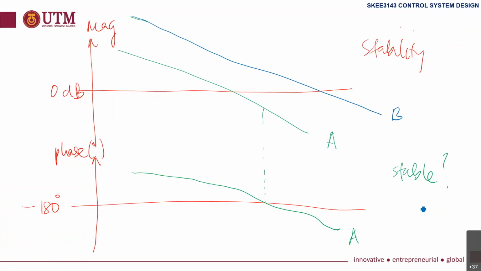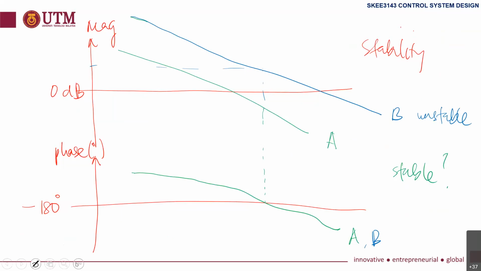How about this, B? Same phase, but different magnitude. Is B stable? No, doctor. In this case, B is unstable, because at 180 degrees the magnitude is more than 0 dB, it is positive.